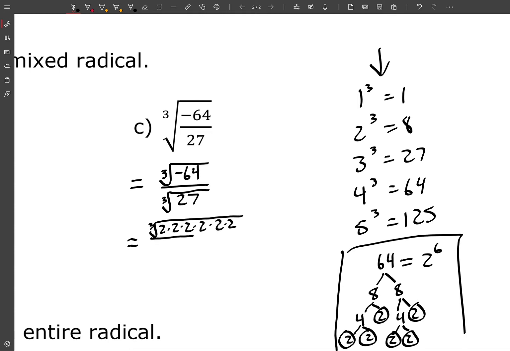And I could also look at the bottom there, say the cube root of 27. If I prime factorize 27, it's 3 times 3 times 3. And again, we're looking for groups of 3 now. So I've got a group of 3 here and a group of 3 here.